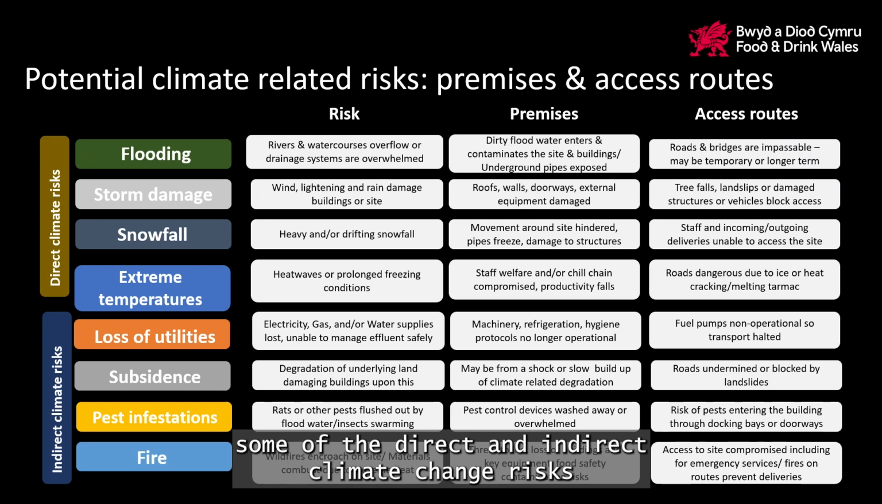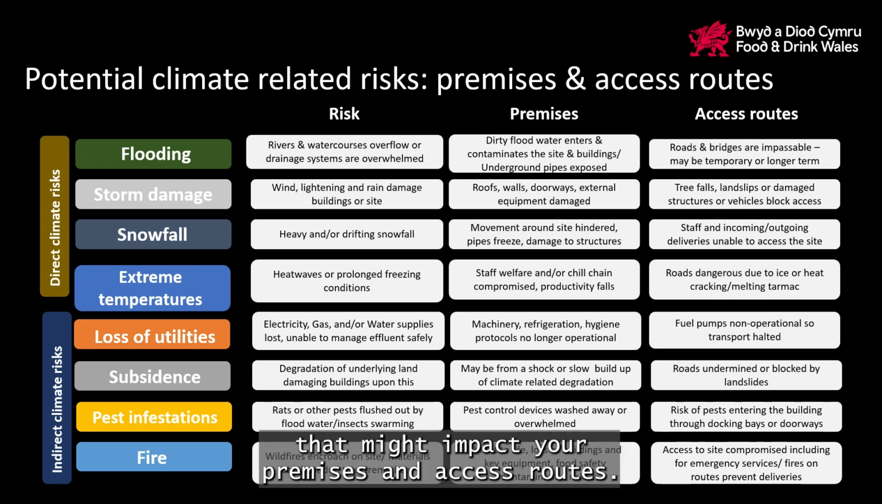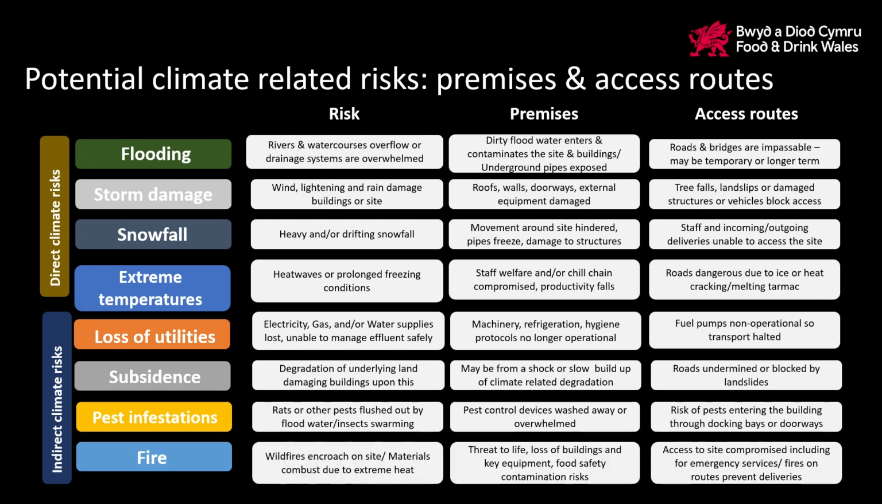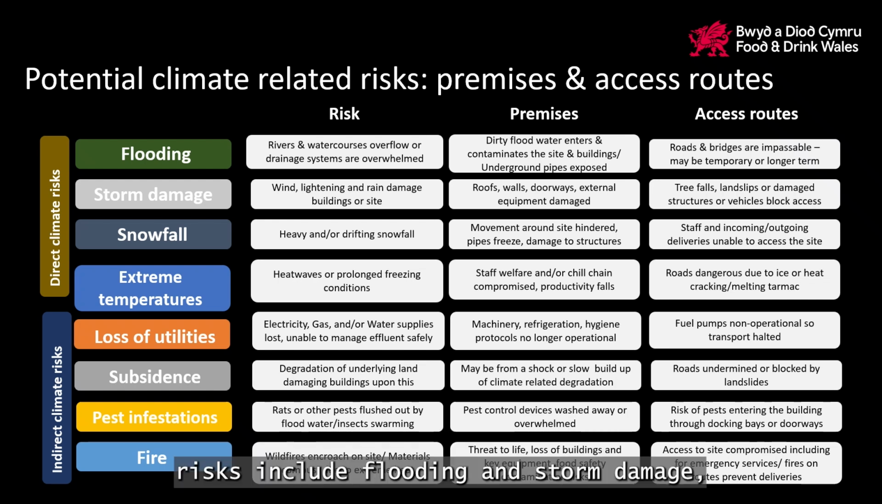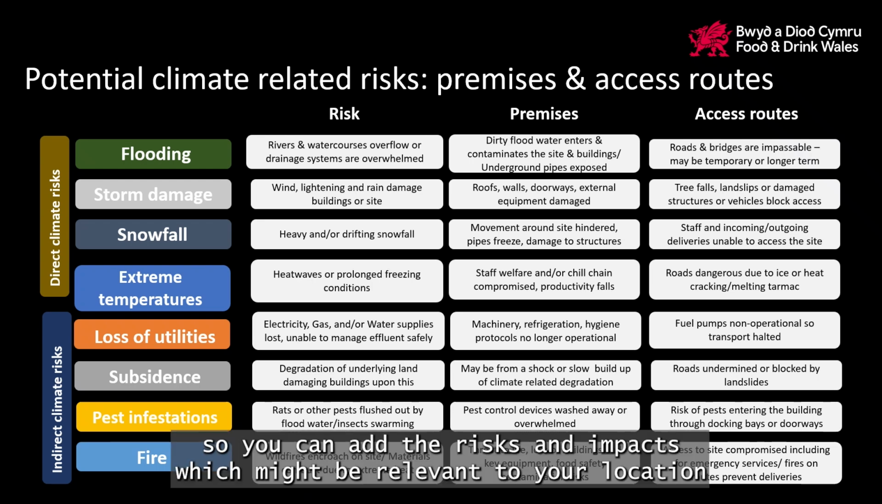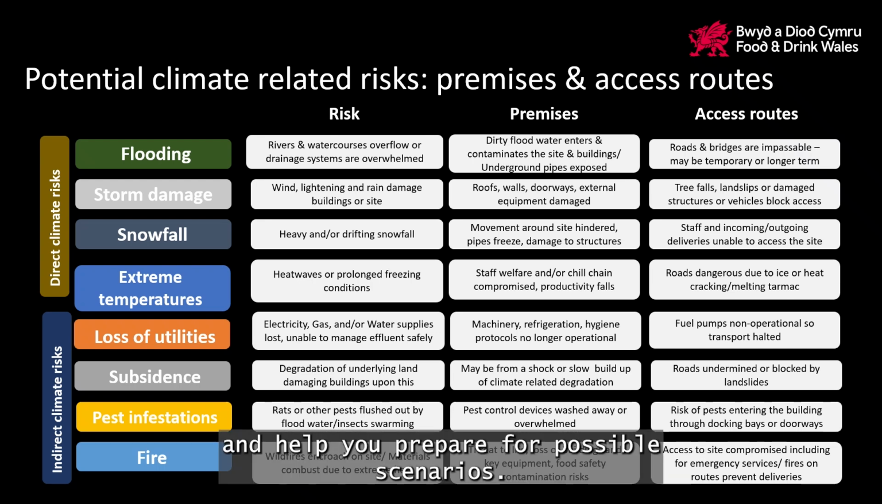This slide shows some of the direct and indirect climate change risks that might impact your premises and access routes. Examples of direct risks include flooding and storm damage, whereas indirect risks can include pest infestations, power cuts, blocked supply routes, loss of utilities. The Module 3 workbook has a link to an editable template for this matrix, so you can add the risks and impacts which might be relevant to your location and help you prepare for possible scenarios.